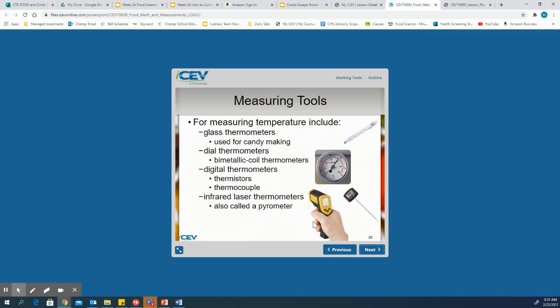The infrared thermometers are not meant to take internal temperatures, it's just surface level. So we use these for things like tempering chocolate. We use digital thermometers when we are measuring meat and other items, just to make sure that it's outside of the danger zone.